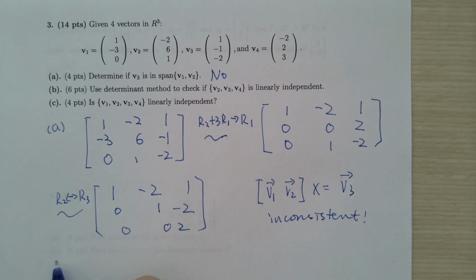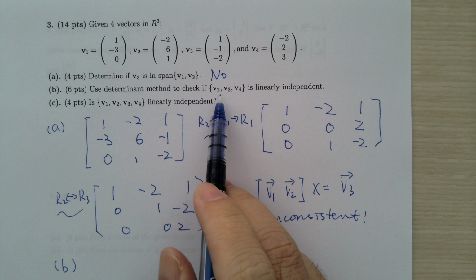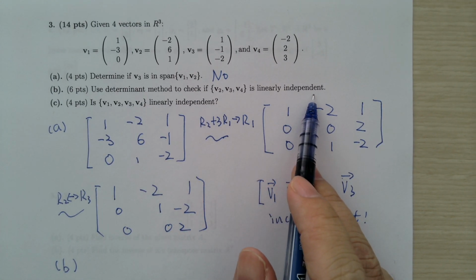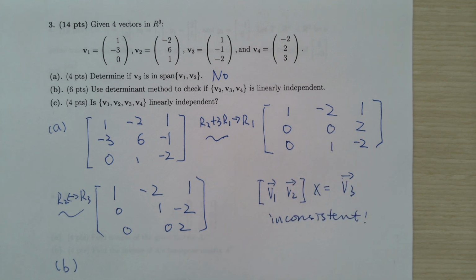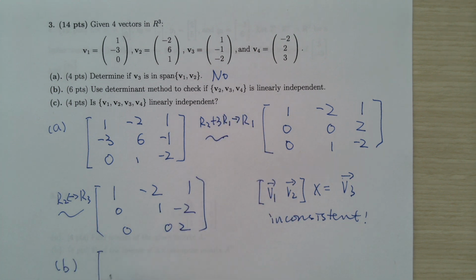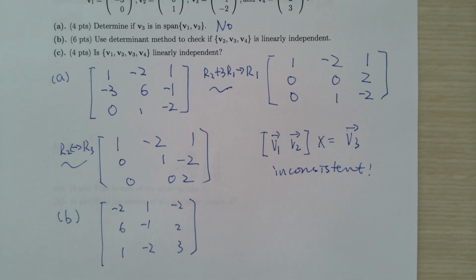That's part A. Part B, determine, use the determinant method to check if this is linearly independent. Okay, so let's list v2, v3, v4 first. So -2, 6, 1, 1, -1, -2, -2, 2, 3 here. Okay.